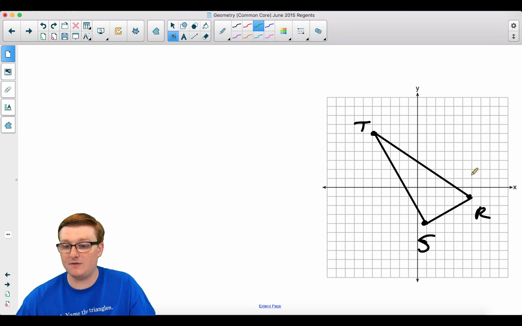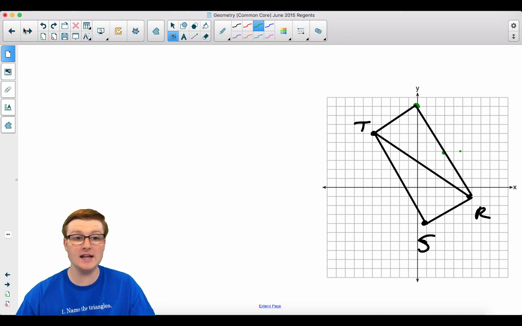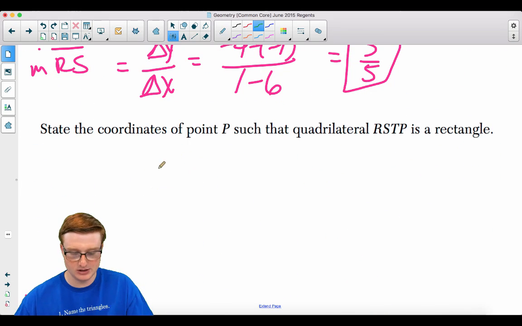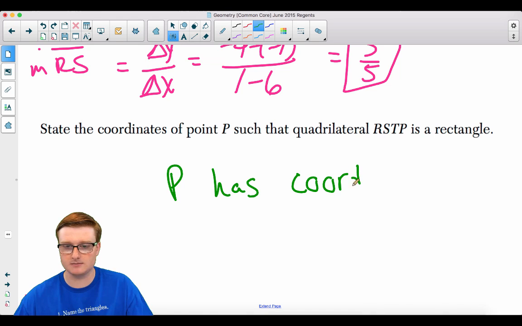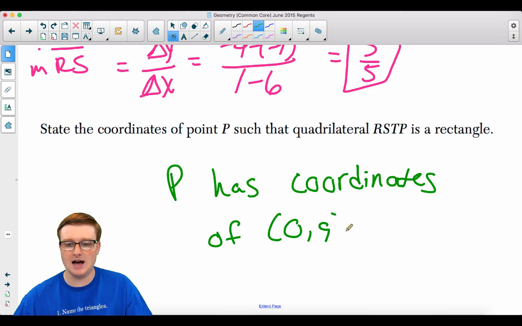But I'm going to go up 5 to the left 3. Up 5 to the left 3. I'm going to keep going until I see, ooh, that's a rectangle. So this point, that green point that you see, creates a rectangle for you. That coordinate is the point 0, 9. So I'm going to say down here that point P has coordinates of 0, 9. And that will give you full credit for that part of the question.